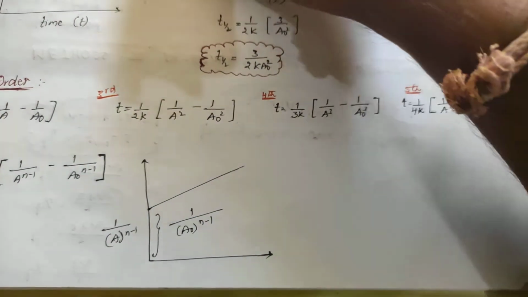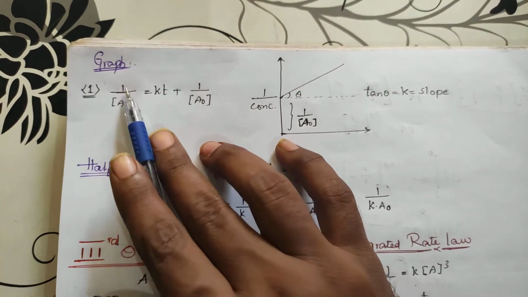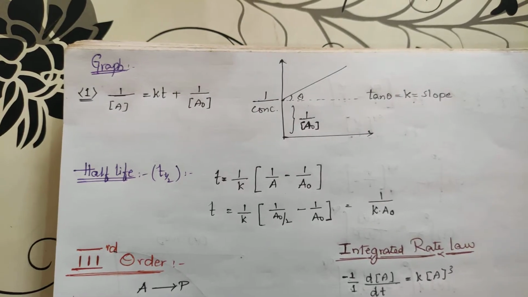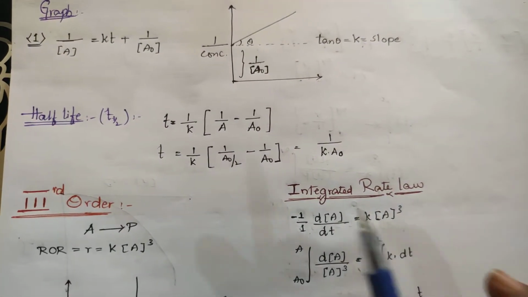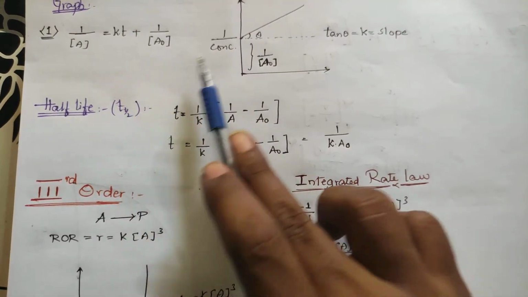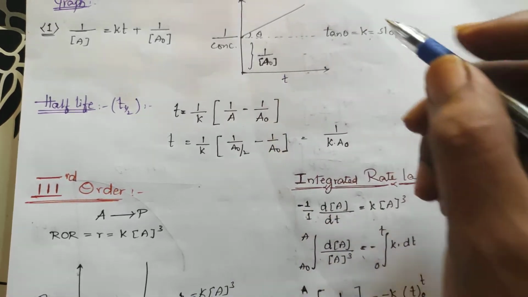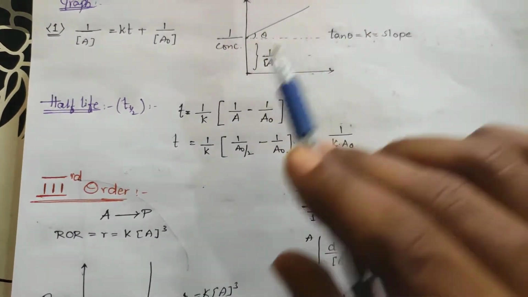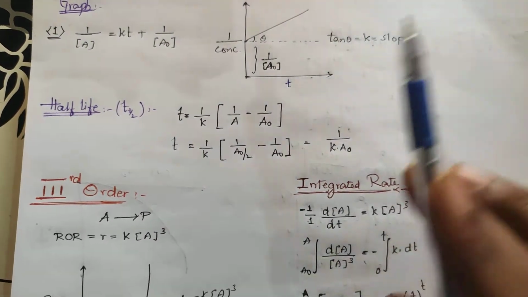Right. Now if you go for the graph, 1 by A is equal to KT plus 1 by A naught. 1 by A minus 1 by A naught, right? If you take this 1 by A naught, this side you will be getting plus 1 by A naught. So you are having positive intercept, 1 by A with respect to what? This one is with respect to time. You are having positive slope, so you will be getting positive slope. This is plus K. 1 by A naught is the intercept. Tan theta is equal to K, that is the slope.